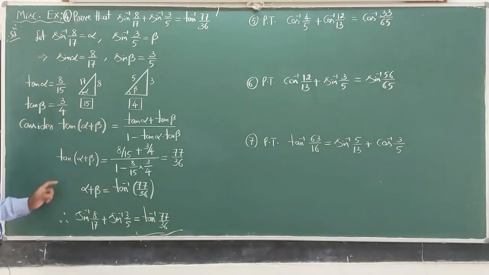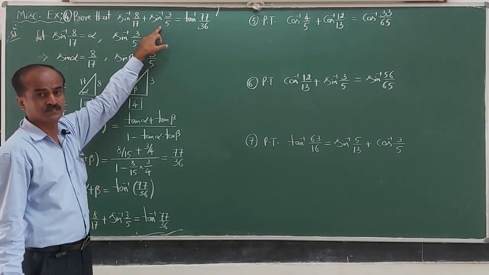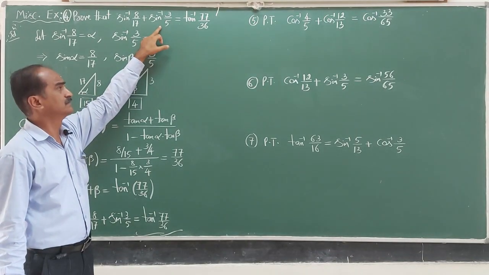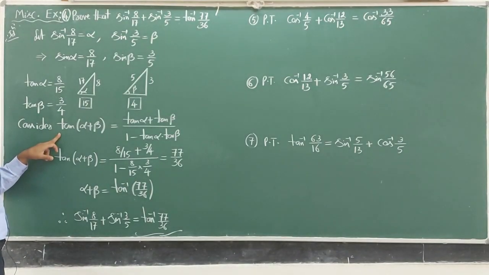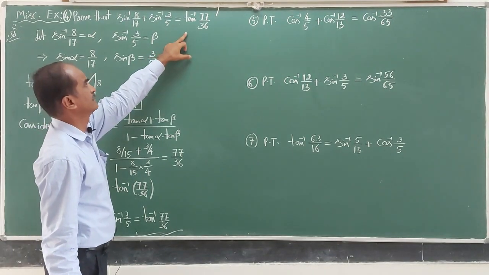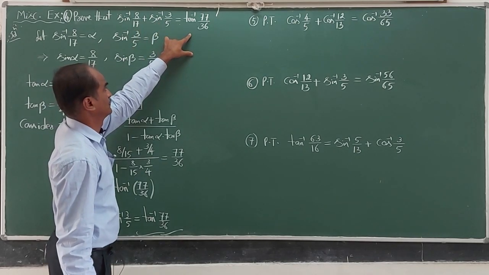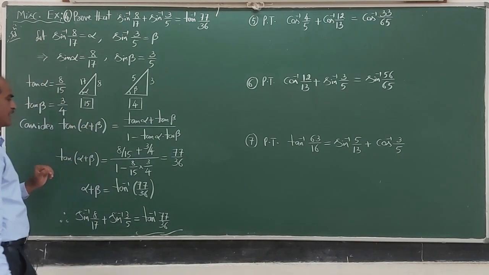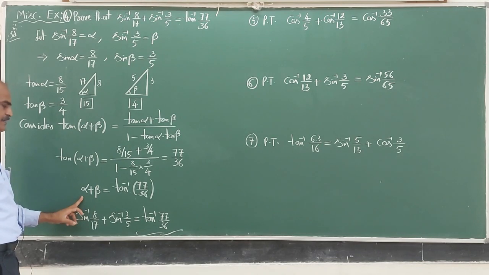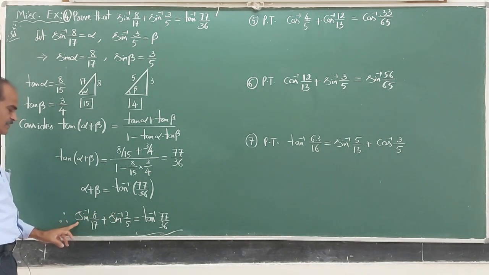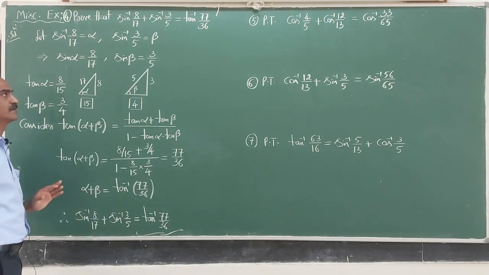I hope you followed the procedure. We considered these two inverse trigonometric functions as, one as alpha, another as beta. By that I considered tan of alpha plus beta, because on the right hand side tan inverse is there. By taking this as alpha and beta, it is enough to show that tan of alpha plus beta is equal to 77 by 36. By that you can write alpha plus beta is a tan inverse of this. Resubstituting alpha and beta, you are ready with the result. Very simple technique to prove that result.